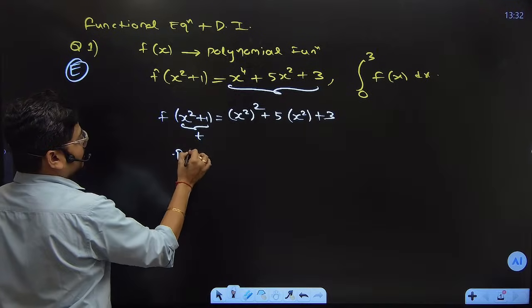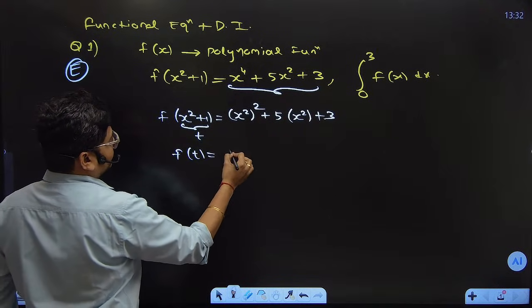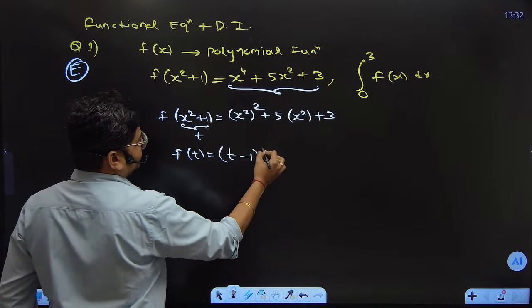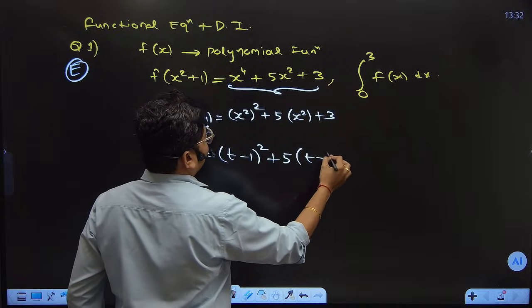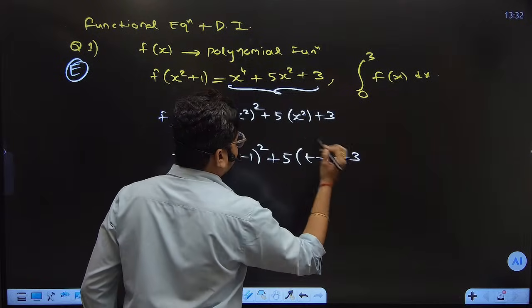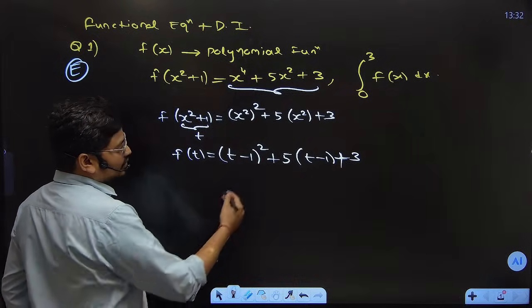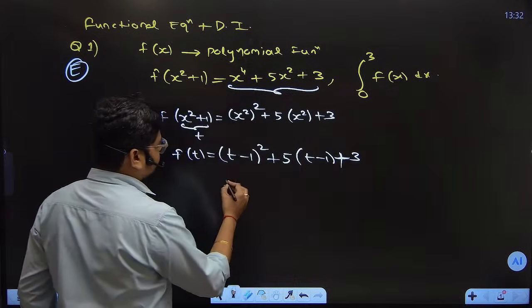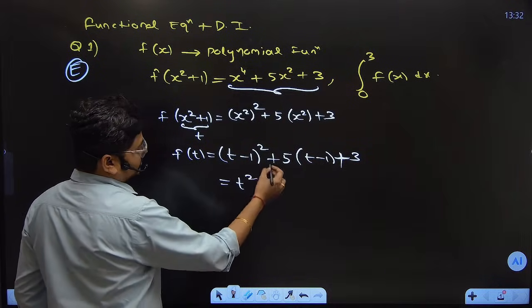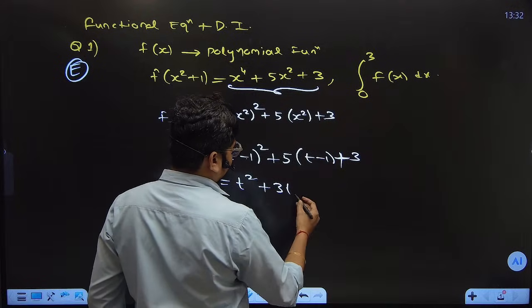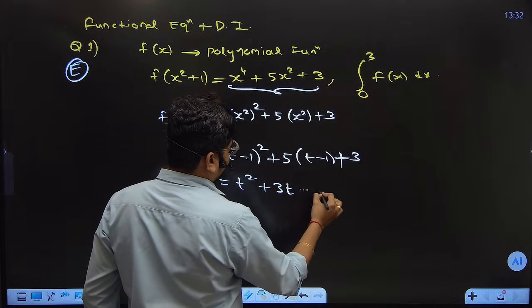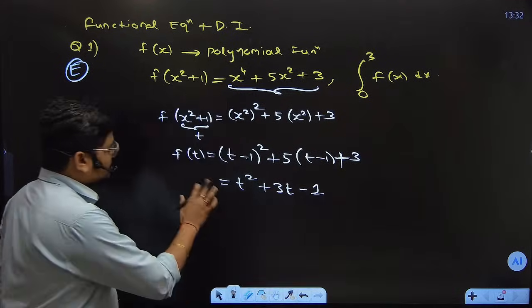So f of t is something in this form. x square I can replace with t minus 1. So t minus 1 whole square plus 5 times t minus 1 plus 3. Right. So I can figure out the function from here: it is t square minus 2t plus 1, plus 5t minus 5, plus 3, which simplifies to t square plus 3t minus 1. So this is what the f of t function is.